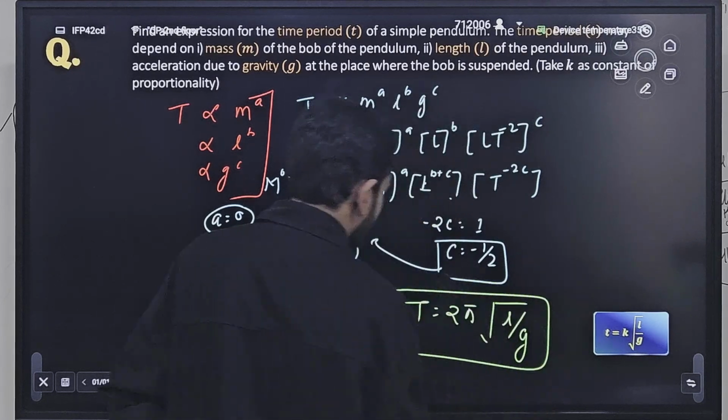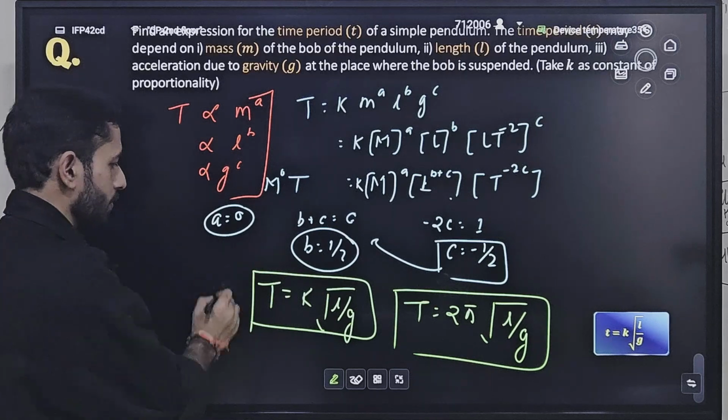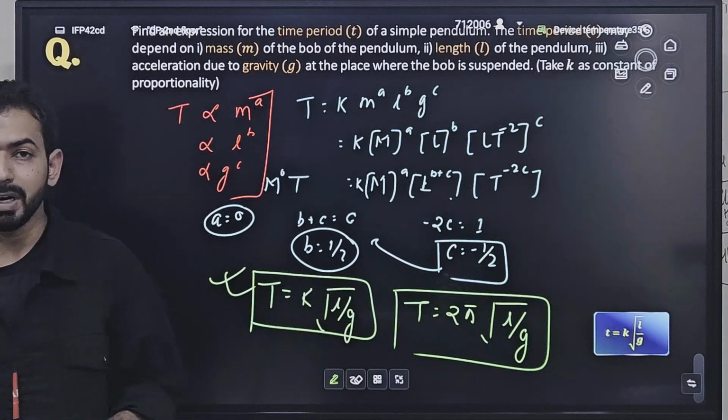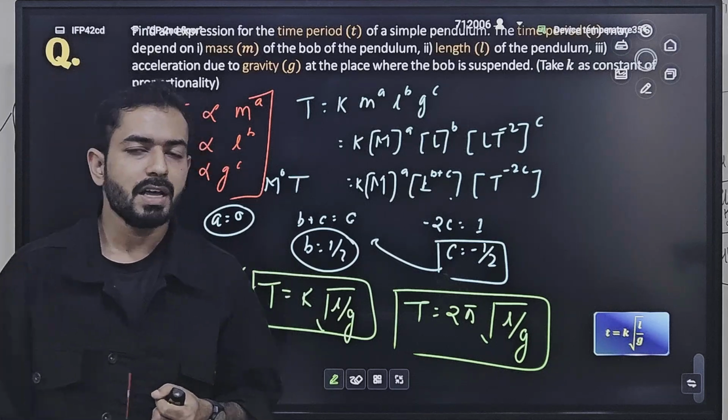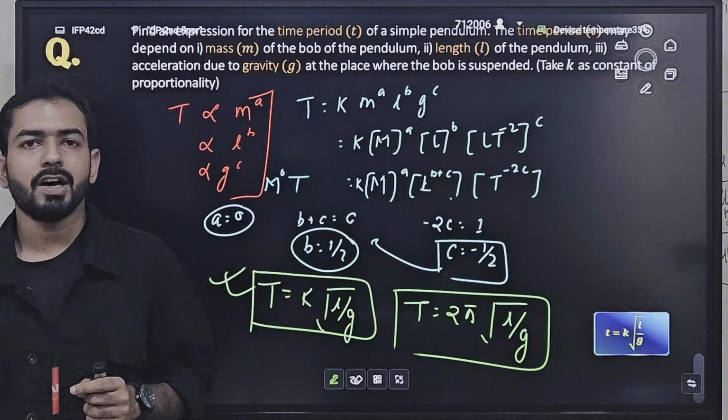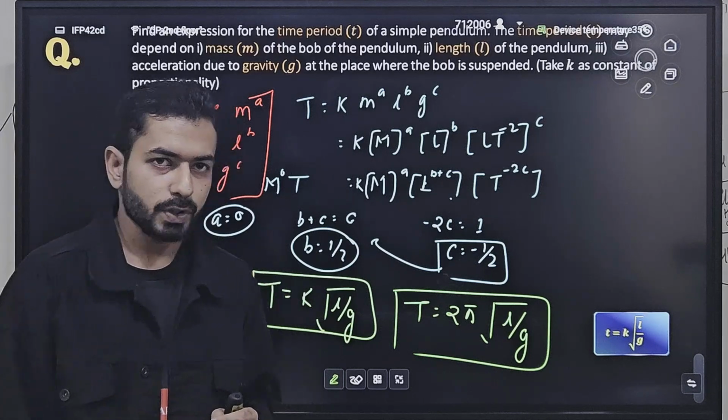Anyways, in options, this we have to mark. That is the extra thing that I told you, and that is also a limitation of dimensional analysis. So, what is the limitation? Dimensional analysis never gives you the idea of a constant that is multiplied with your dimensions. Always remember.